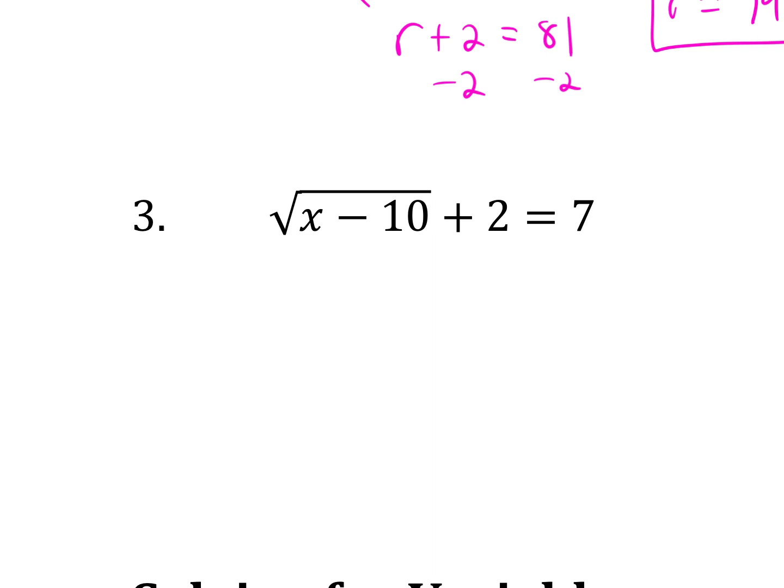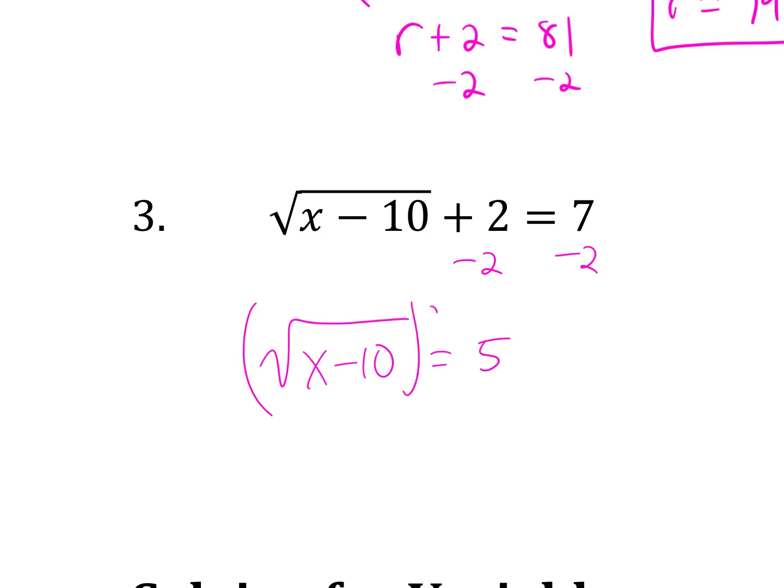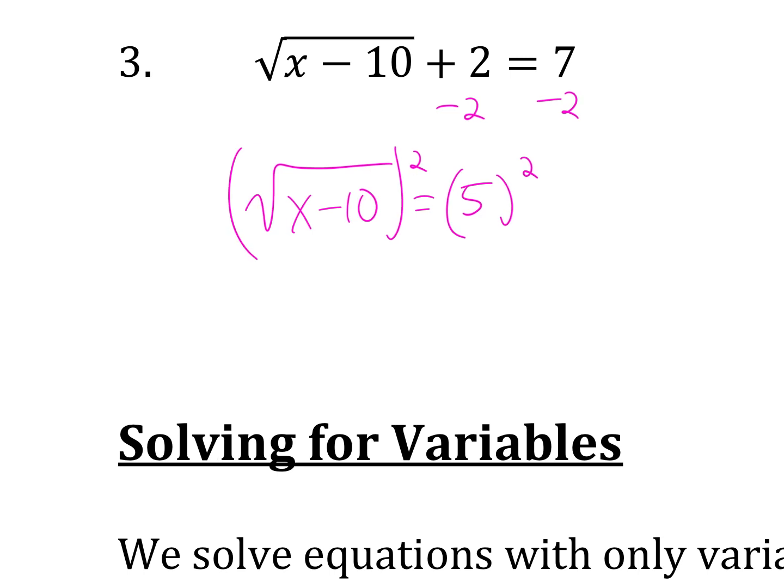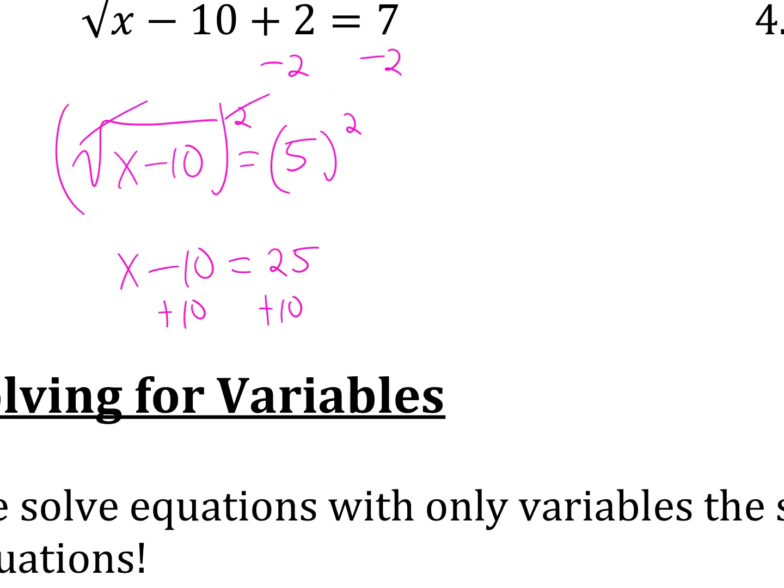All right, we got square root of x minus 10 plus 2 equals 7. Is the square root by itself? It's not. We got that plus 2. How do we undo adding 2? Subtract 2. So we got square root of x minus 10 equals what, 5? All right, now how do we undo a square root? Square both sides. So now we have x minus 10 equals what, 25? Last step is to add 10 to both sides. All right, so we add 10 to both sides here, and these cancel, we get x equals 35.